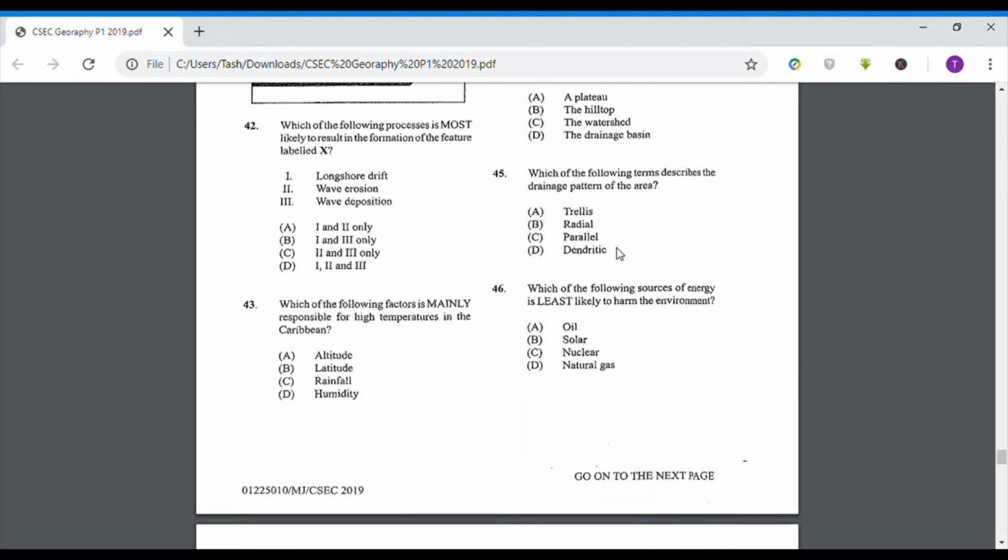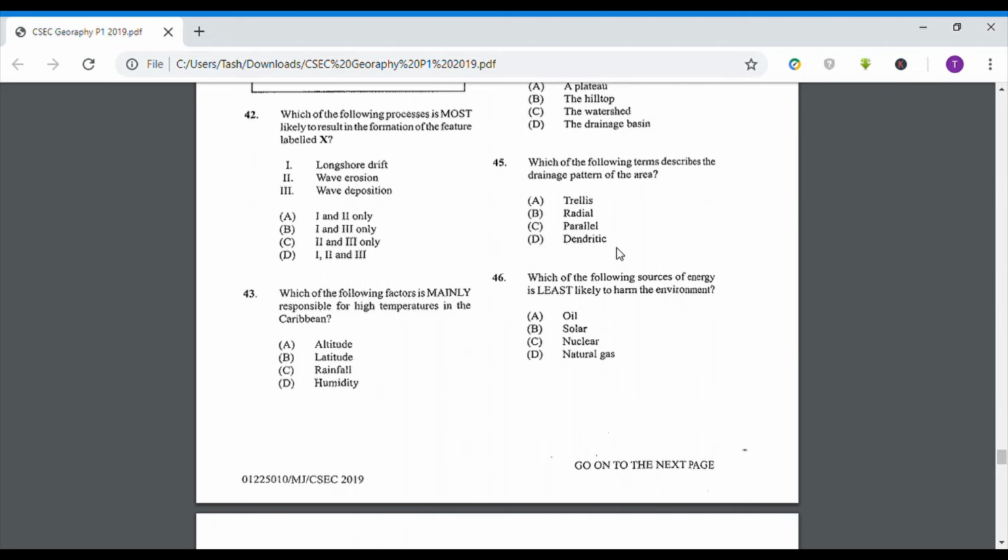Moving on to 46. Which of the following sources of energy is least likely to harm the environment? Notice the question said least likely. So we have oil, solar, nuclear, natural gas. This one is super easy. Solar, anything is better. So we are going to put B for our answer, that is going to be solar for 46.